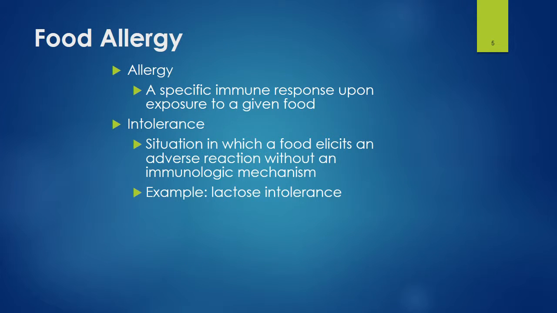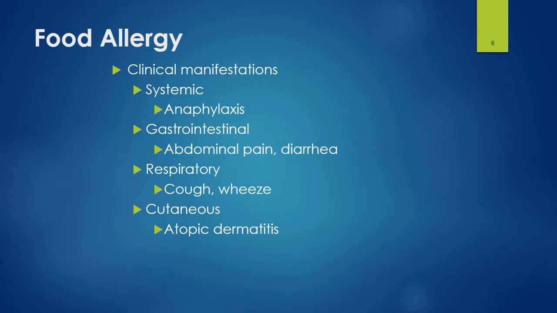An allergy is a specific immune response by the individual when they are exposed to a given food. Intolerance is a situation in which a food elicits an adverse reaction without an immunologic mechanism. An example would be lactose intolerance. Clinical manifestations of food allergy may be systemic. An example would be anaphylaxis. Symptoms that might be associated with a food allergy in the GI tract would be abdominal pain and diarrhea. Respiratory symptoms could include cough or a wheeze, and then cutaneous symptoms may be atopic dermatitis.